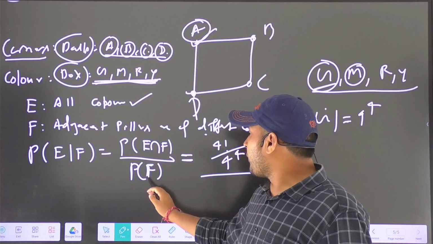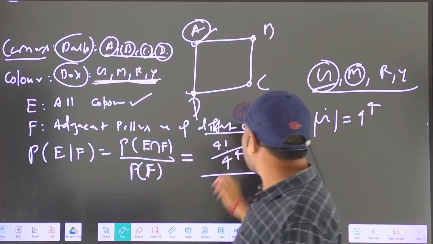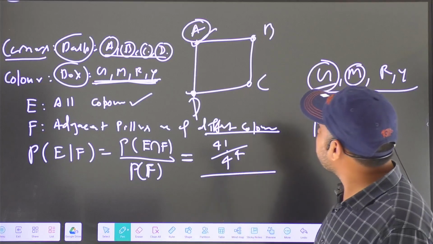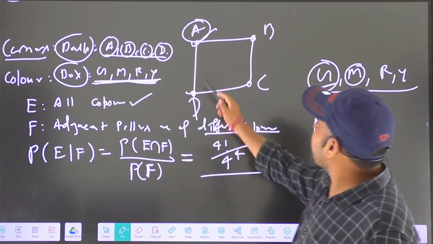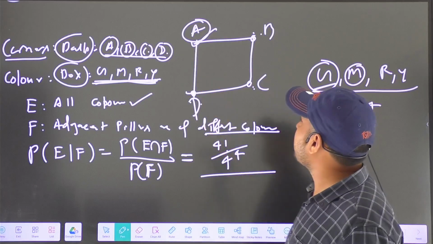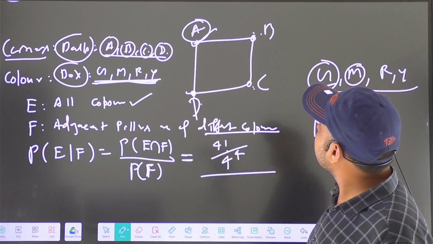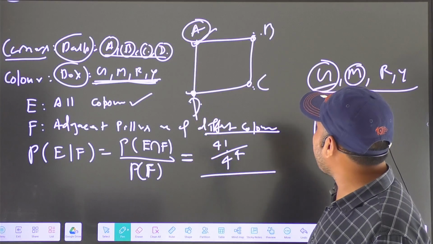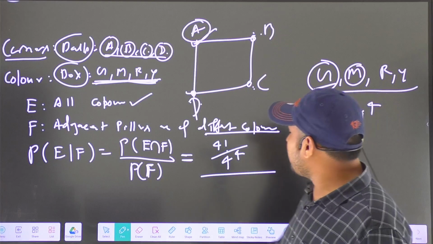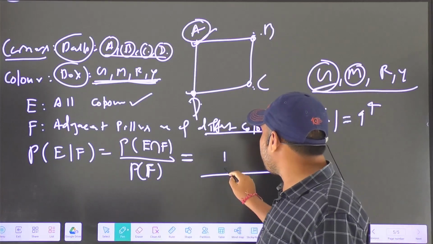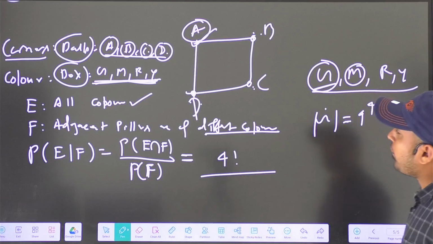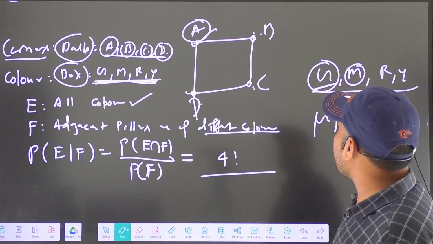Now come to the denominator. Adjacent pillars are of different color. So A is different than B, B is different than C, C is different than D, and D is different than A. So how many ways do you have? Just think of the number of ways. There are 4 factorial ways, and what is the number of ways corresponding to this? So how many ways can you color adjacent pillars with different colors?